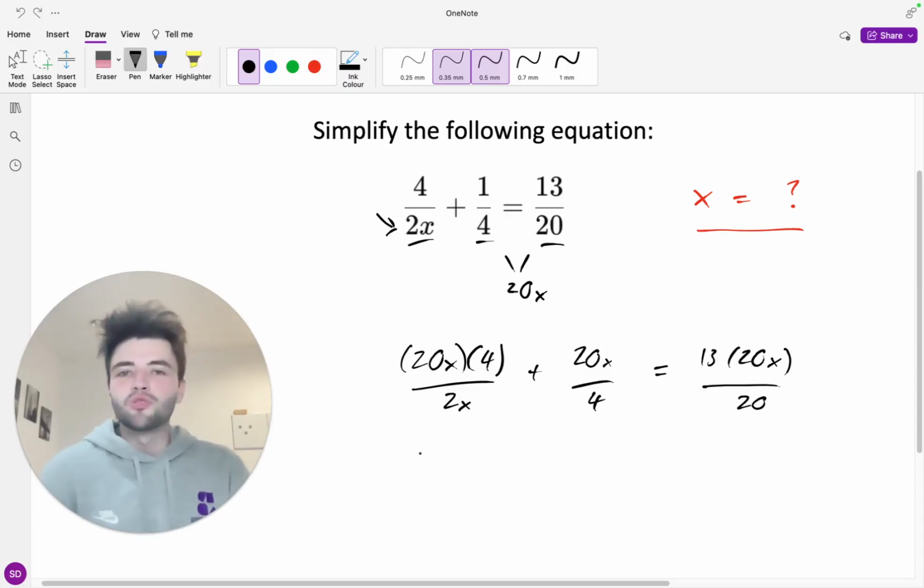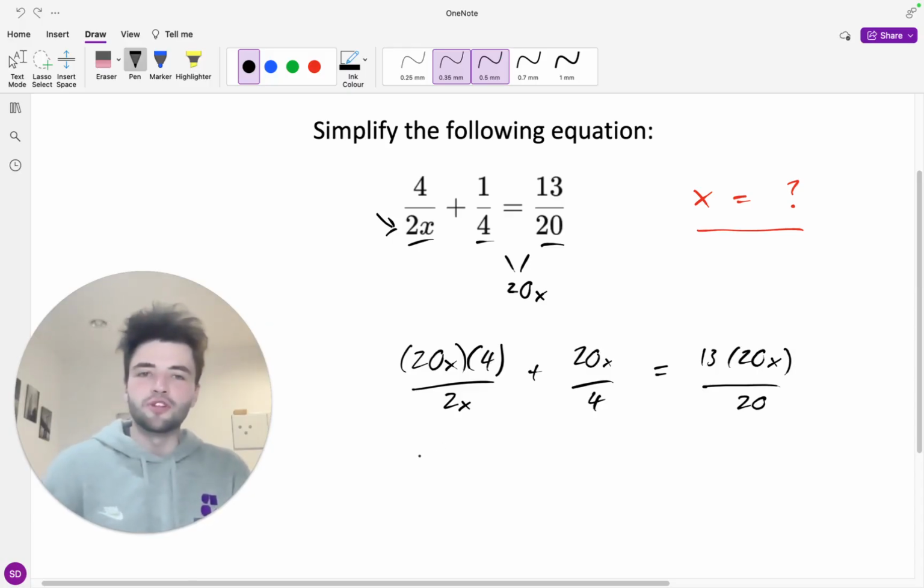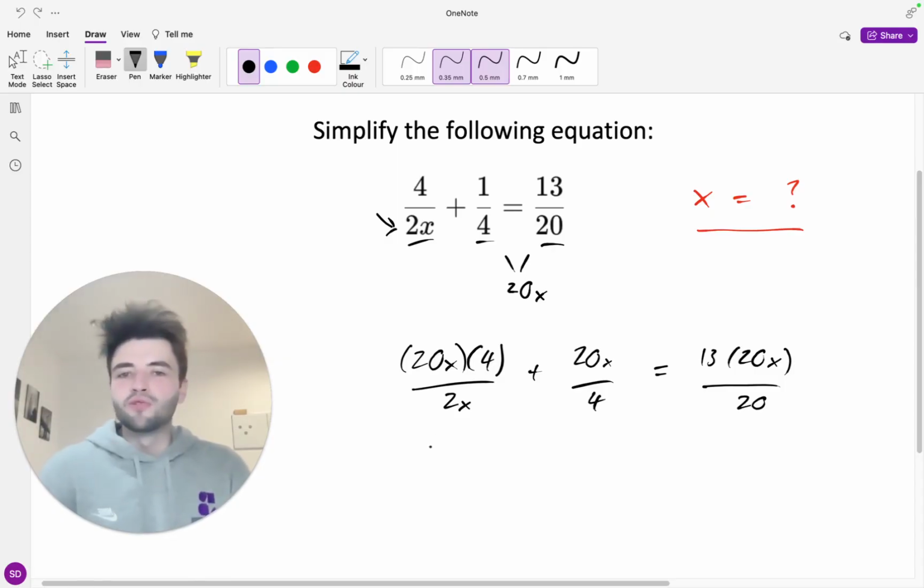So as you can see now, we've got 20x introduced into all of the different terms here in this equation, and so our next step is going to be to start cancelling things out. So if we just simplify what we have here in the first fraction, we've got 20x times 4, which is going to give us 80x. And so we're going to have 80x divided by 2x here in a second. And so I'm just going to simplify things first in one step.